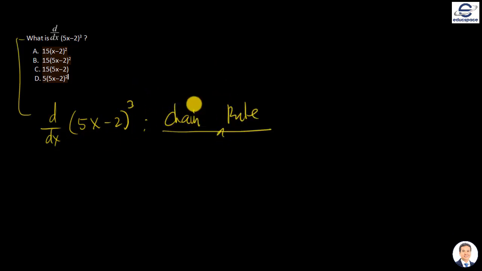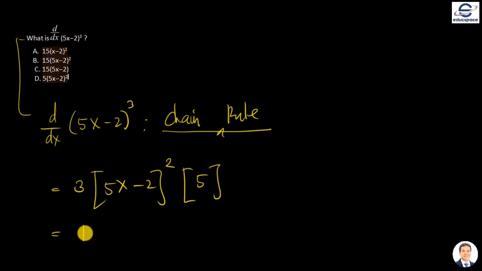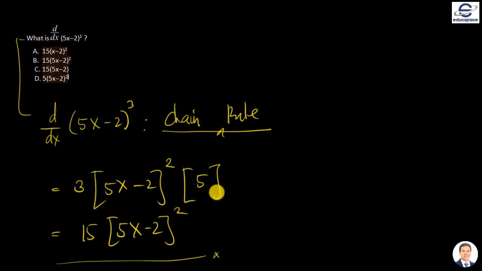Based on our previous problem, first we have to differentiate the outside, so we put 3 at the front, and then we have 5x - 2, leaving it inside. So 3 - 1 is 2, multiplied by the derivative of the inside. In this case, we have 5. The derivative of -2 is equivalent to 0, of course. So therefore, we have 15(5x - 2)^2. So this is the answer, that is letter B.